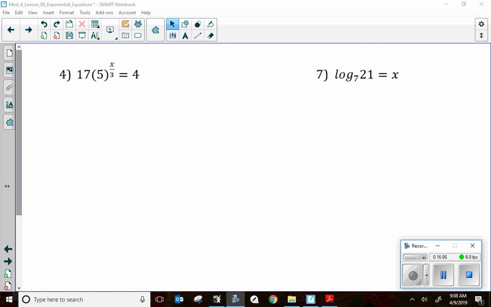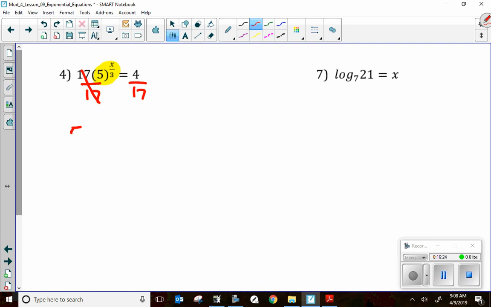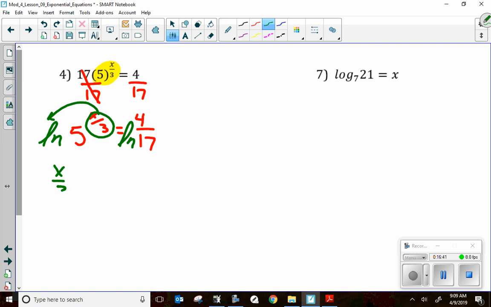My, these look strange, but who cares? Do the same process. Let the calculator do the math. Just set it up. Meaning, I want to get my base and my exponent alone. I want to get rid of that 17. Let's divide by 17 both sides. So 5 raised to the x over 3 equals 4 over 17. Okay? Now, I'm going to take the natural log of both sides. So I've got my exponent that comes down. I've got x over 3 times the natural log of 5 equals the natural log of 4 over 17.